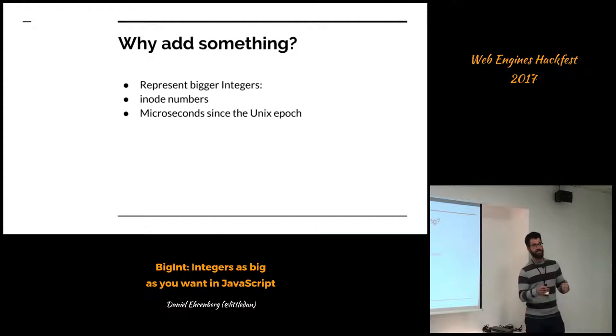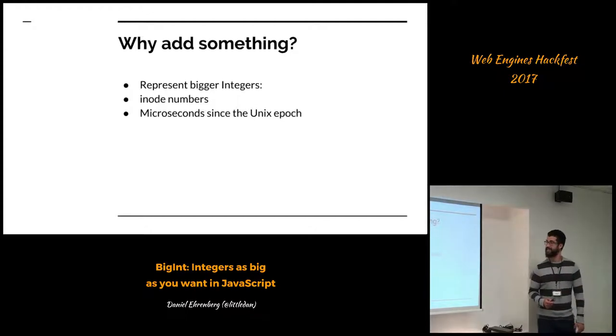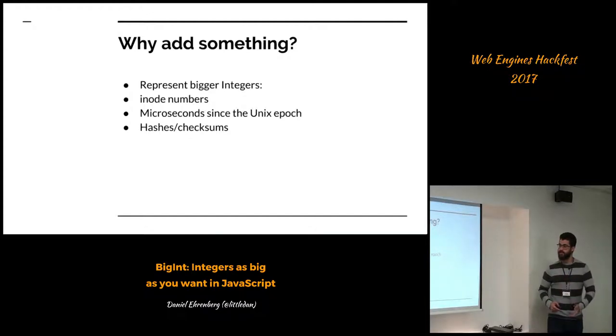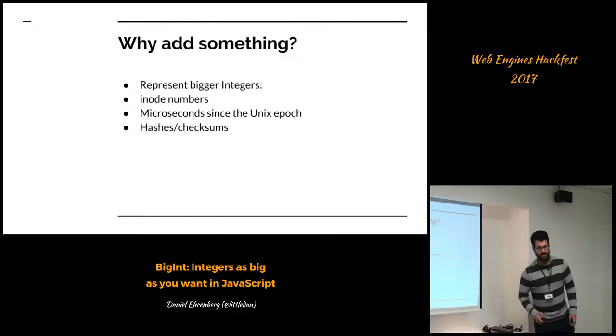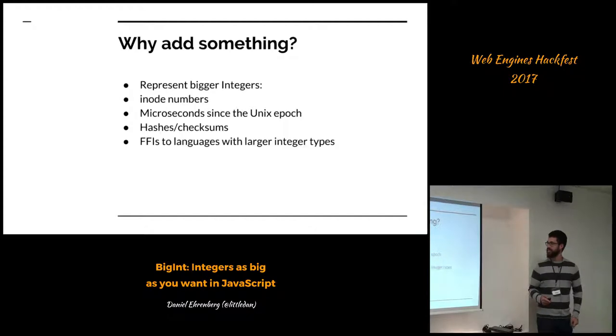If you have a monotonic timer, if you're representing milliseconds, you can do that in 53 bits, but this exceeds that. And it's proposed, for example, for a new date API for JavaScript to represent the time this way. Numbers which can be even bigger than 64-bit range that you might want to represent are things like hashes or checksums when you're calculating them or passing them around. There are use cases for FFIs to other languages with larger integer types.